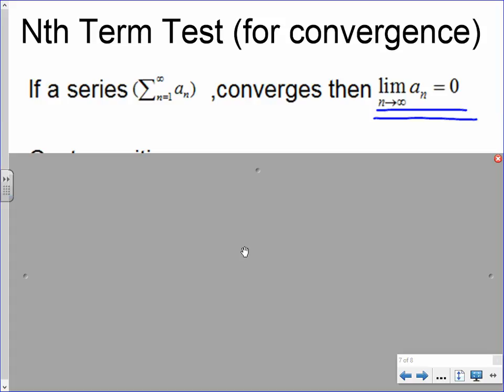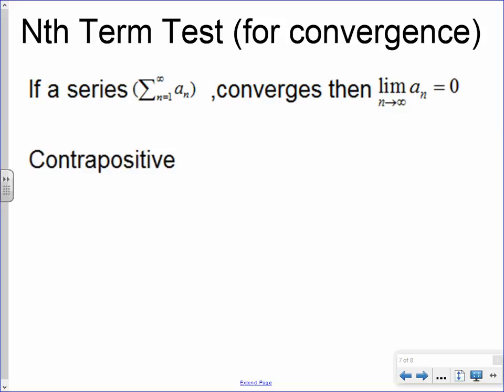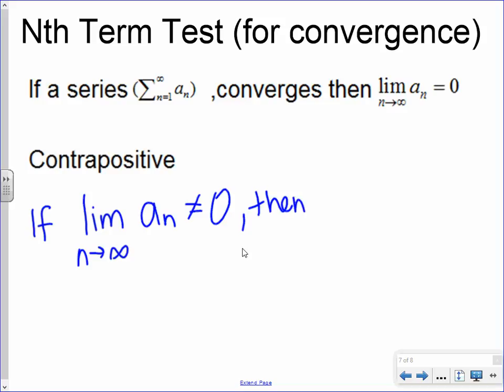Okay. Now, that's actually not what is helpful. What's going to be helpful to us is the contrapositive. The contrapositive: if the limit as n approaches infinity of our sequence is not 0, then our series does not converge, which we call divergence.